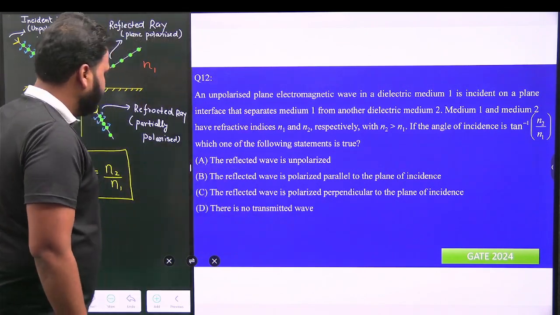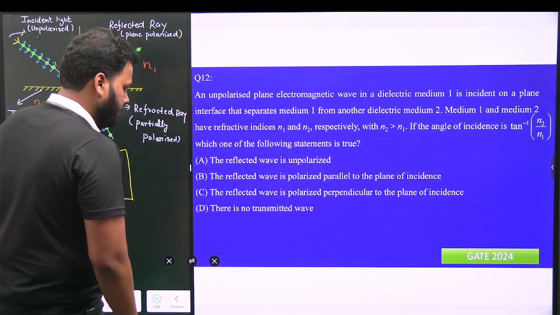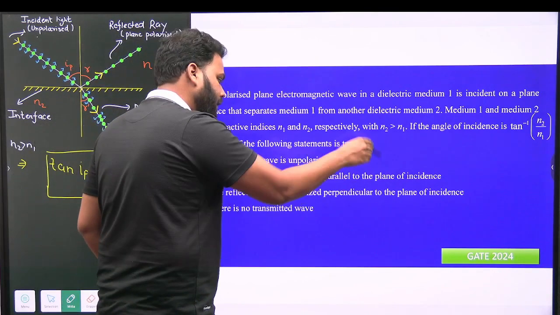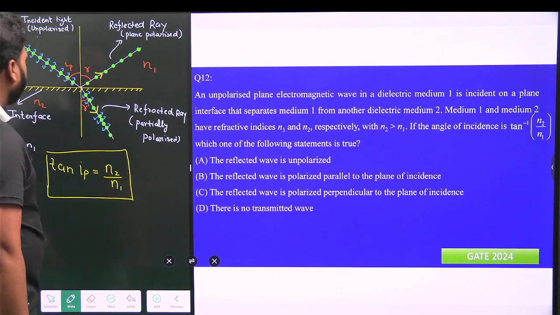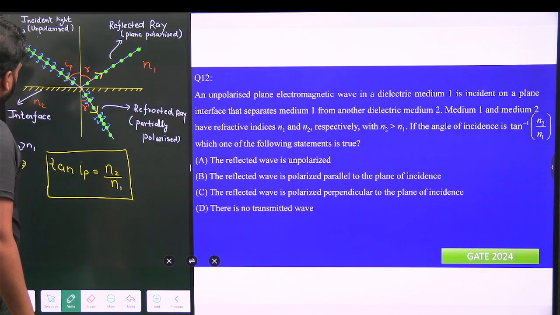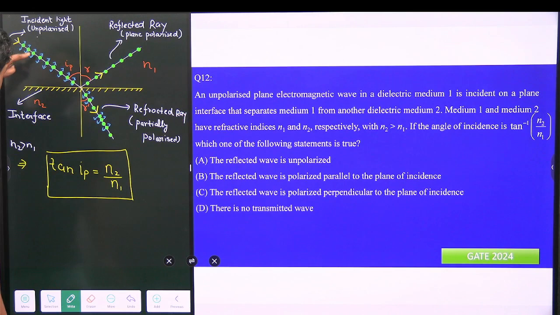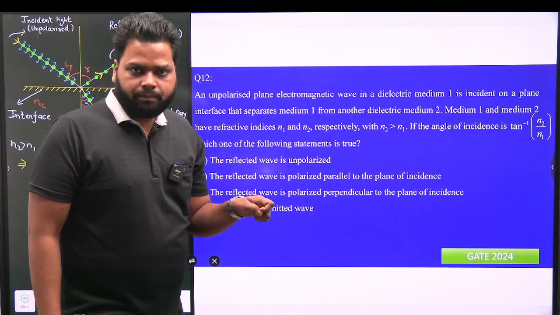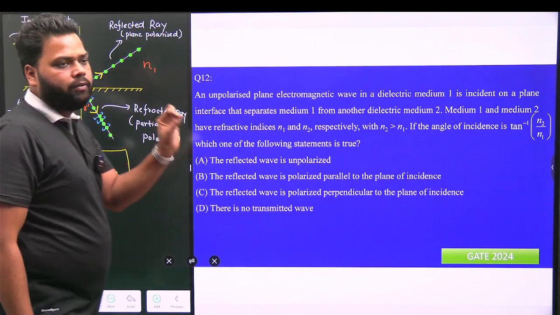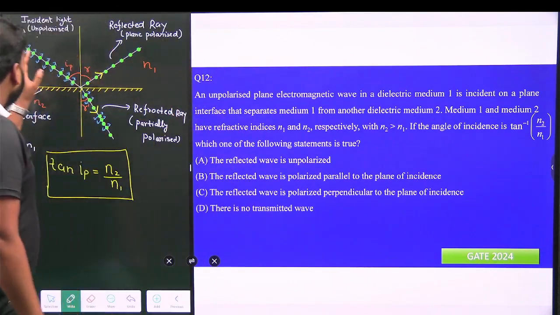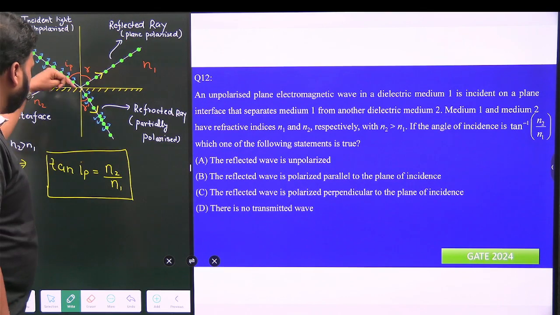Now look at options B and C. Option B is saying the reflected wave is polarized parallel to the plane of incidence, and option C is saying the reflected wave is polarized perpendicular to the plane of incidence. Now look at this. This is unpolarized light, this is plane polarized light. This green solid dot represents the perpendicular component of the electric field, and this blue line represents the parallel component. After incidence on the interface, when the ray gets reflected, only the perpendicular component remains. There is no parallel component, and the rest of the light becomes transmitted or refracted.